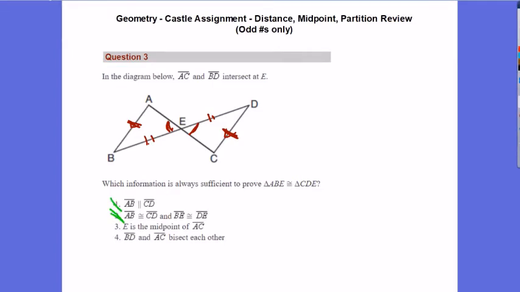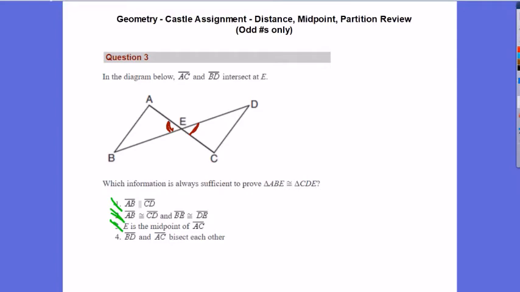What if E is the midpoint? So let me get rid of these markings. If E is the midpoint of AC, well then what we know is that this and this are the same, and that's it. It's only side angle and not one of our triangle congruence theorems. So that means it's got to be number 4. But just to kind of go through it, it says BD and AC bisect each other, which means that we would know that these are congruent pieces, and we'd have side, angle, side. So it's got to be number 4.